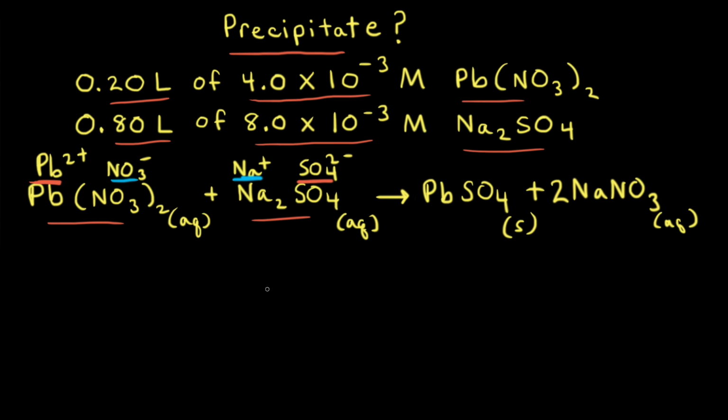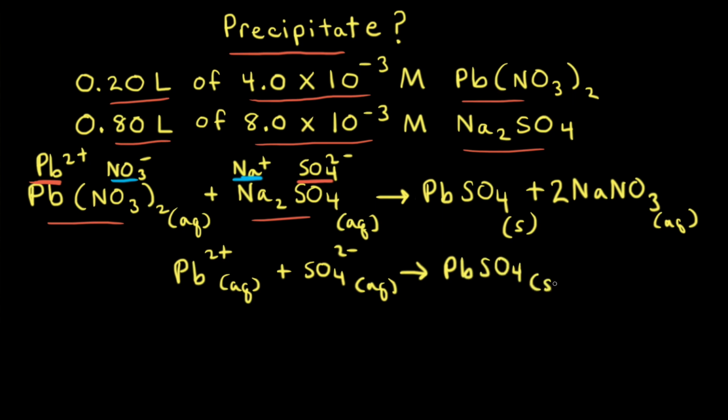Now that we know our possible precipitate, let's go ahead and write a net ionic equation showing the formation of that precipitate. So lead 2 plus ions would come together with sulfate anions to form PbSO4. So PbSO4 is the possible precipitate. Since lead sulfate is our possible precipitate, we really only care about the concentration of lead 2 plus ions and sulfate anions in solution. We don't need to worry about sodium cations or nitrate anions because those are the spectator ions in our overall reaction.